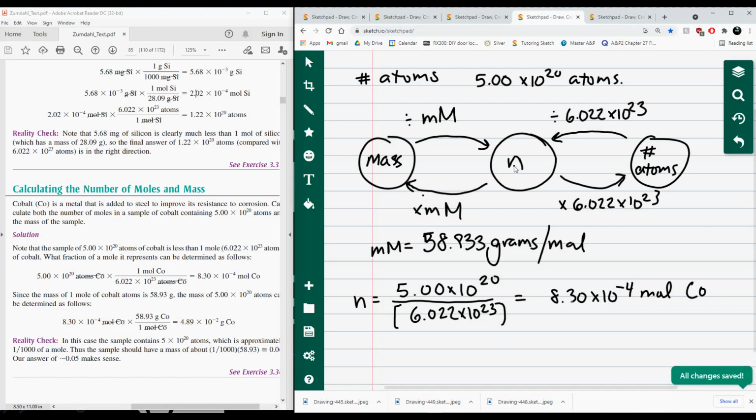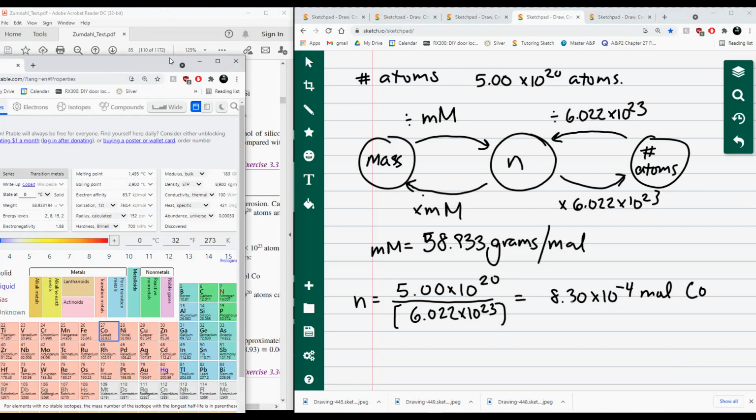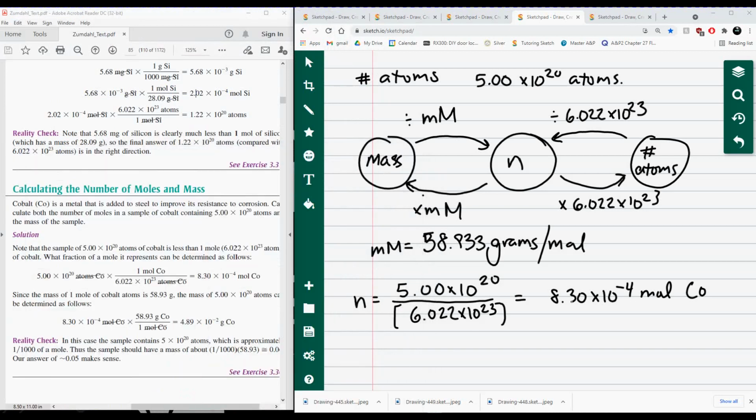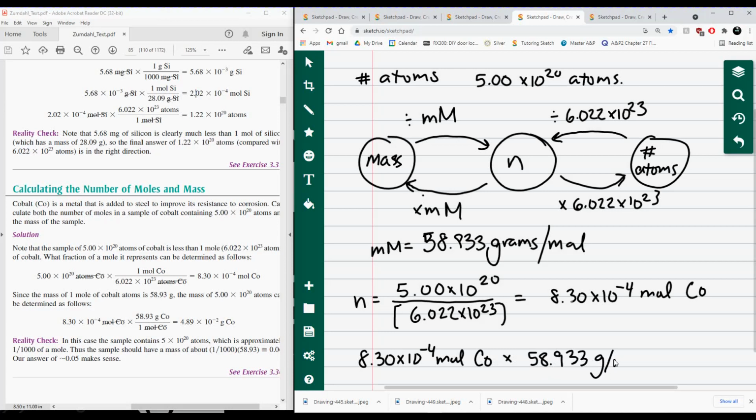And now that we have this many moles, in order to find the mass, we must then multiply by the molar mass, which I'll get my periodic table again. Cobalt is given as 58.933 AMU. So we do 8.30 times 10 to the negative 4 moles of cobalt. We multiply this by 58.933 grams per mole. And so the unit of moles will cancel out, which gives us a product of 4.89 times 10 to the negative 2 grams.